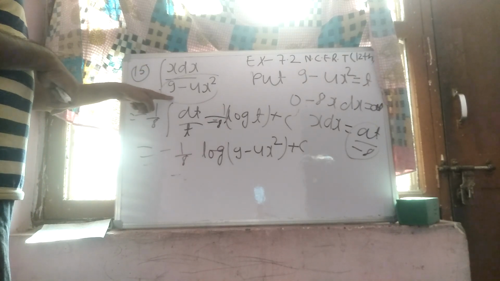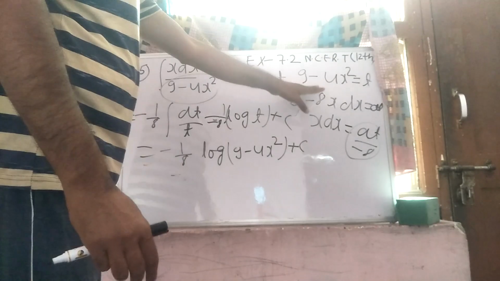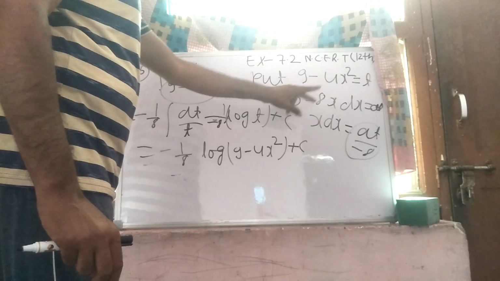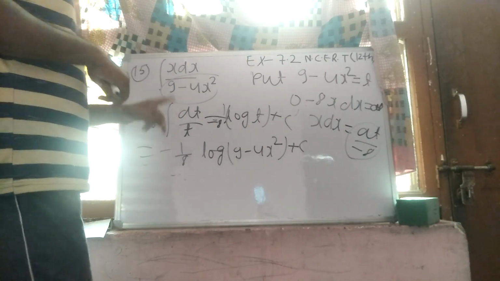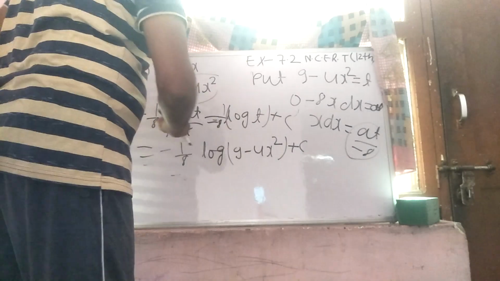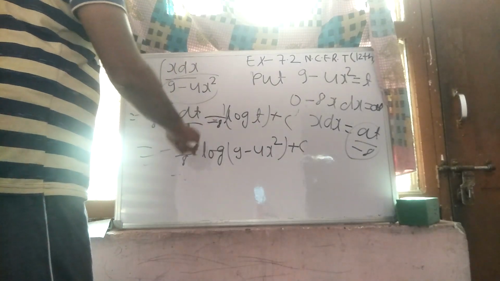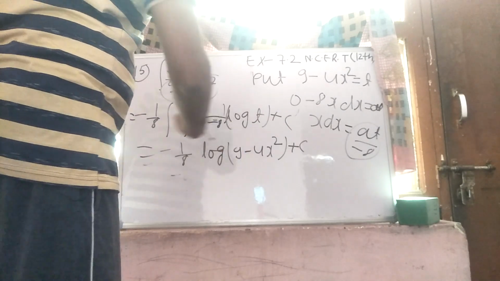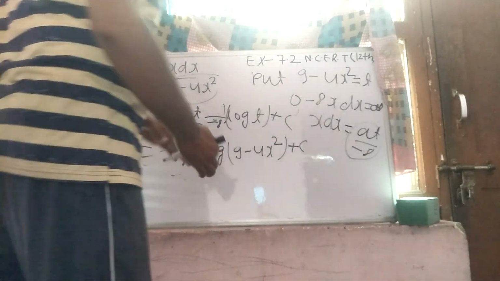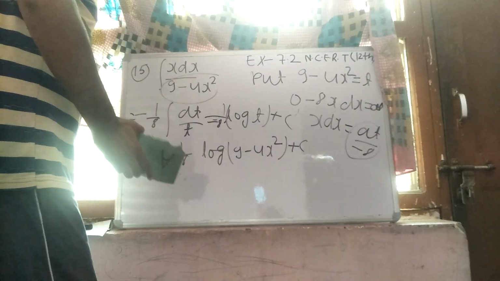Let me explain x dx. We put 9 minus 4x square equal to t, this is the method. We have minus 8x into dx. So x dx equals minus 1 upon 8 dt upon t, and dt upon t means log t. For log t we also put the value of t, which is 9 minus 4x square. This is the complete solution.